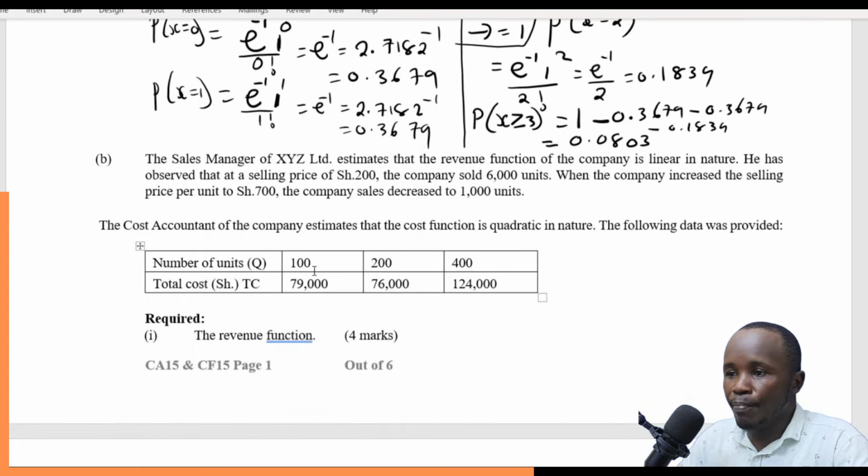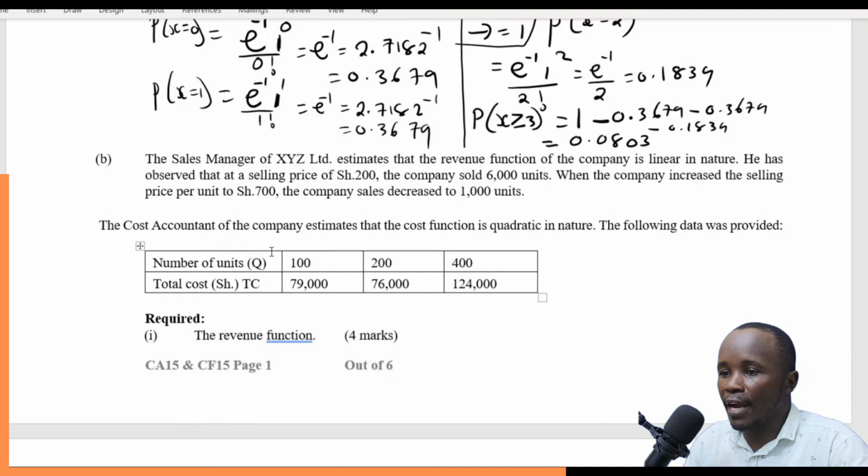Now, we move on to part B. Here you are told that the sales manager of XYZ Limited estimates that the revenue function of a company is linear in nature. He has observed that at a selling price of 200, the company sold 6,000 units. When the company increased the selling price per unit to shilling 700, the company sales decreased to 1,000 units.